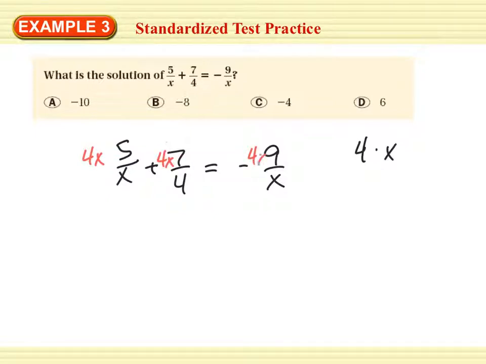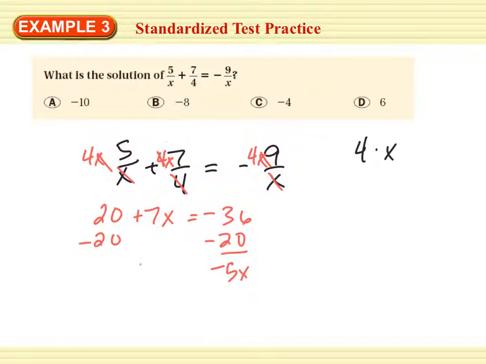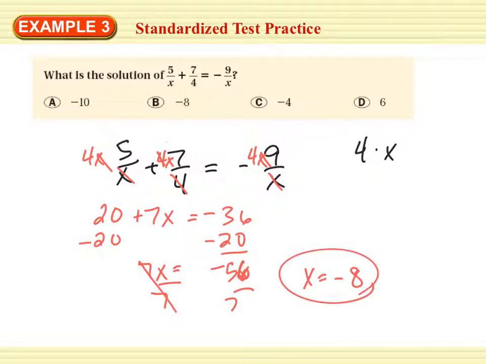This is good. All right, I don't need the x. I've got 20 left. I don't need the 4. I have 7x. See, this feels good, doesn't it? Negative 36. Cool. Now I can go ahead and solve. Minus 20, I get negative 56. 7x, divide by 7. Oh, that's a 6, sorry. X equals negative 8. Woohoo!